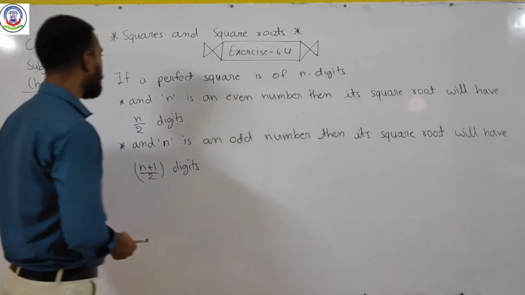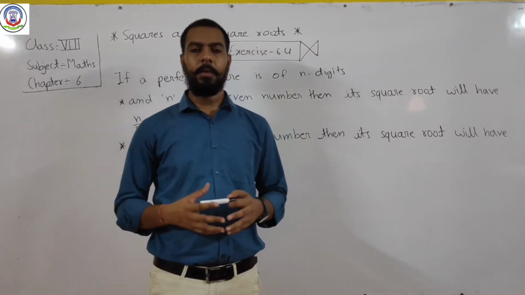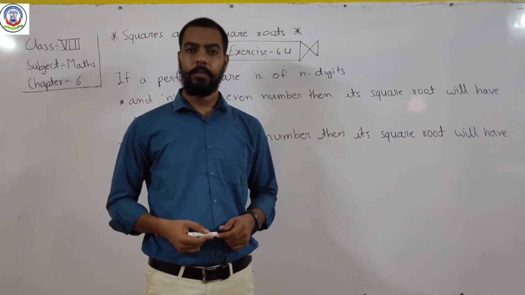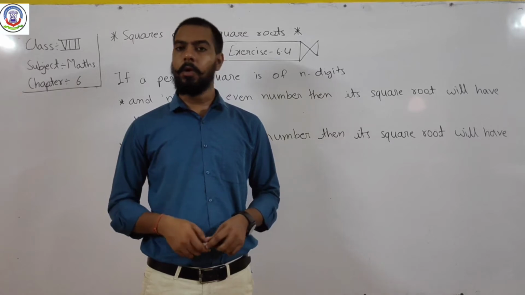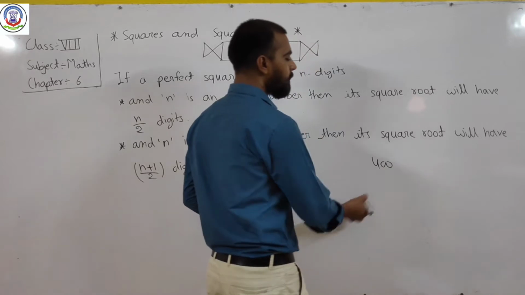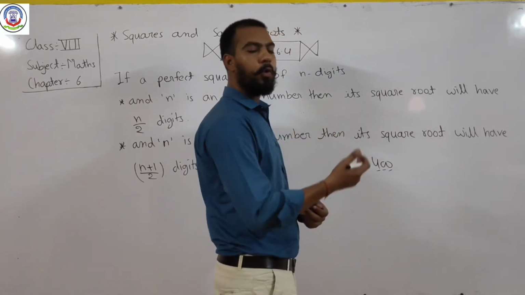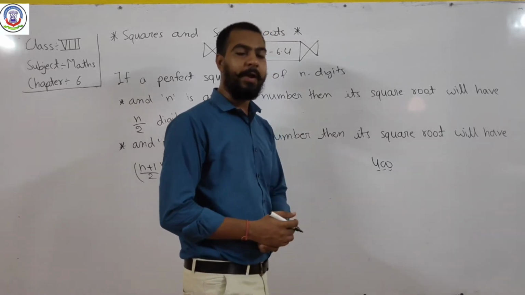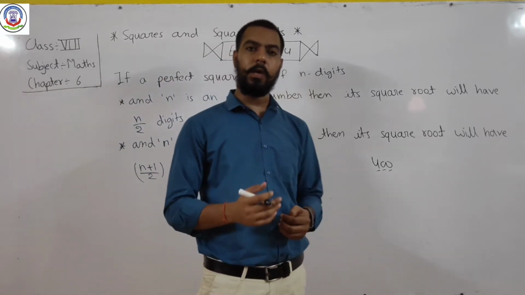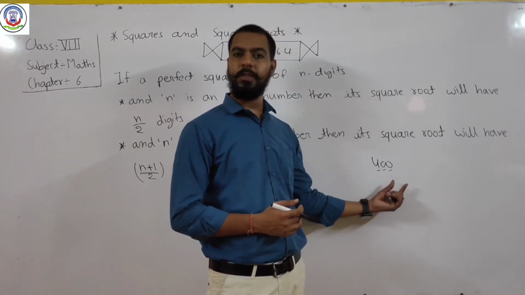Okay, so let's start. Means if you are ever told that a number given to you is a perfect square number, then you have to tell how many digits its square root will have. For example, suppose we have 400. How many digits are in it? There are 3 digits. So how many digits will its square root have? You have to find it directly without calculating the square root. Okay, means without finding the square root we have to tell how many digits will be there in the square root of this number.